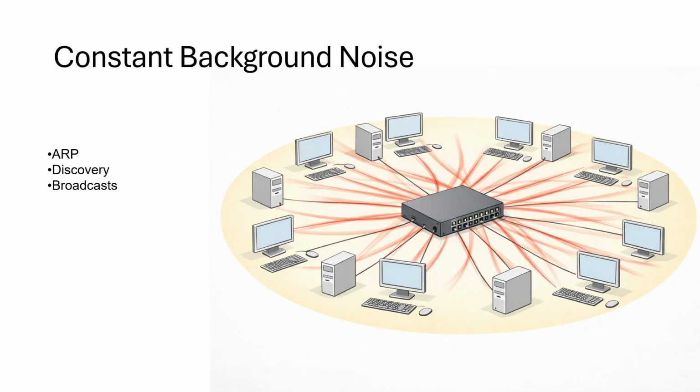Even when users aren't clicking anything, the network is never idle. Devices are constantly asking, who has this IP, announcing services, discovering neighbors, sending background traffic. Most of this traffic is broadcast traffic, and here's the key reminder. Broadcast traffic goes to everyone. Every single device must receive the frame, process it, decide if it matters. Most of the time it does not. One device doing this is nothing. But now imagine you have 50 devices, 200 devices, or even 1,000 devices, all talking, all interrupting each other. That's not dramatic failure, that's constant low-level inefficiency.